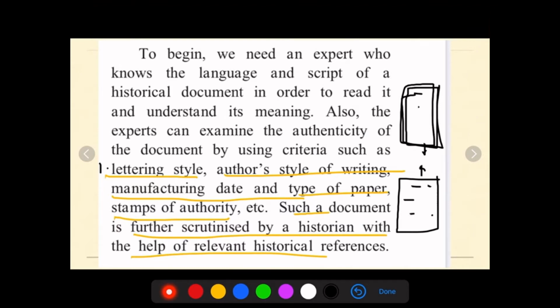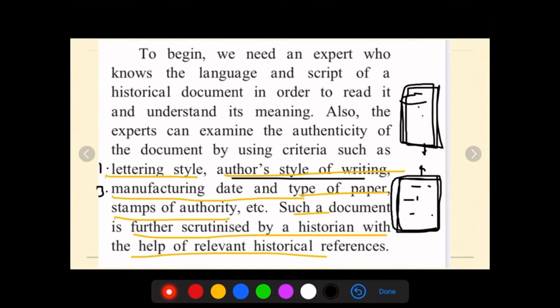First is lettering style. My handwriting and Gandhiji's handwriting, there is a difference in it. Author's style of writing, my handwriting and Gandhiji's handwriting. Also the language, there is quite a change in the language. Third is manufacturing date and type of paper, when this was written and the type of paper. Earlier papers might be different and today's papers are slightly different. So these are the things.